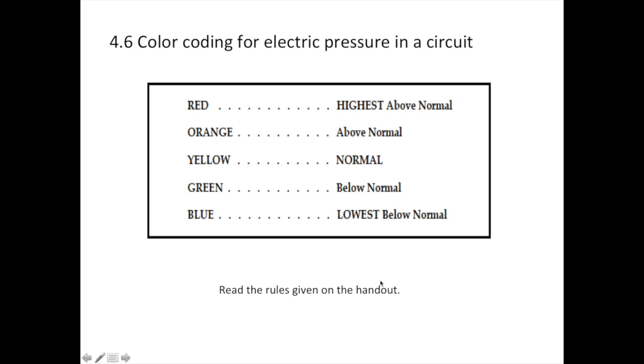Red is going to represent highest pressure above normal. The positive terminal of the battery will always be red, and the negative terminal of the battery will always be blue. It's going to be the lowest, below normal. Yellow will represent normal pressure. So when you're charging a capacitor, the capacitor plates will start out yellow because they're starting out at a normal electric pressure.